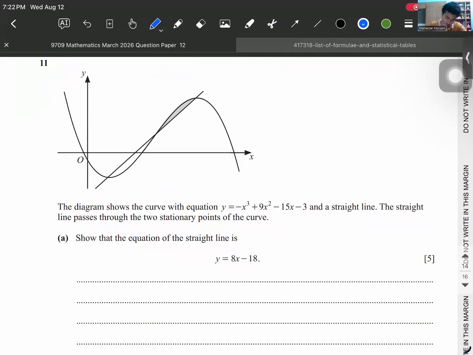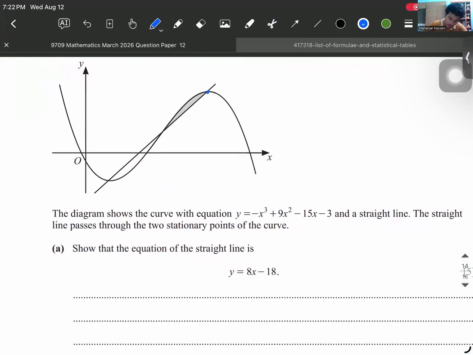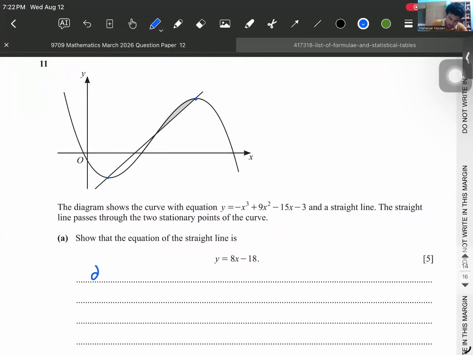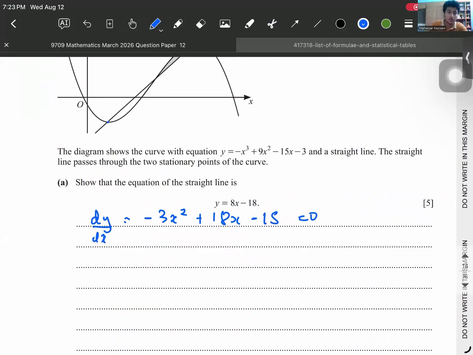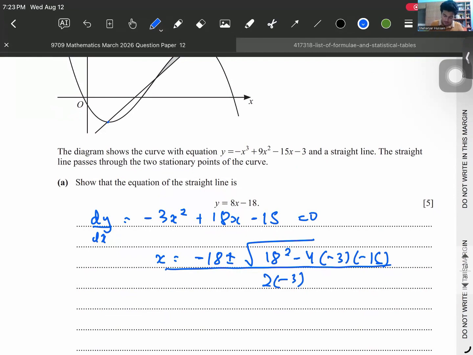As you can see, it passes through the stationary points. So we need to find dy by dx. The dy by dx is going to be negative 3x squared plus 18x minus 15, and at these points it equals 0. So solving this equation, we get x equals negative 18 plus minus the square root of 18 squared minus 4 into negative 3 into negative 15, upon 2 into negative 3.